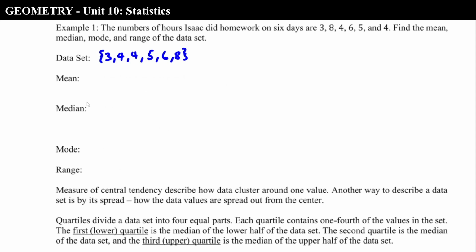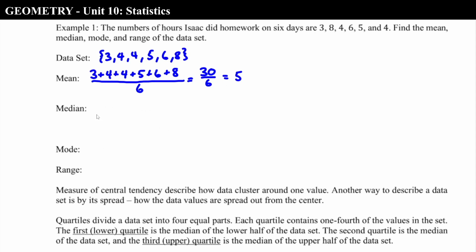So to find the mean, we're just going to take the average of them. So we take all of our values and we add them up, and then we divide by the number of values we have, in this case 6. And so that gives us 30 on the top divided by 6, so our mean is 5.